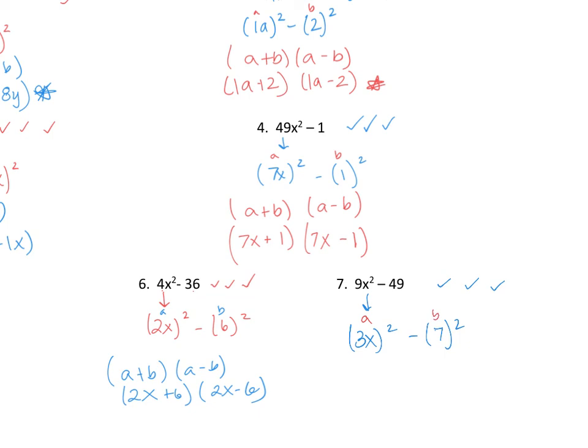All right, so last thing, a plus b, a minus b. Okay, and go ahead and plug in. So 3x plus 7 and 3x minus 7. And this is your end answer, okay?